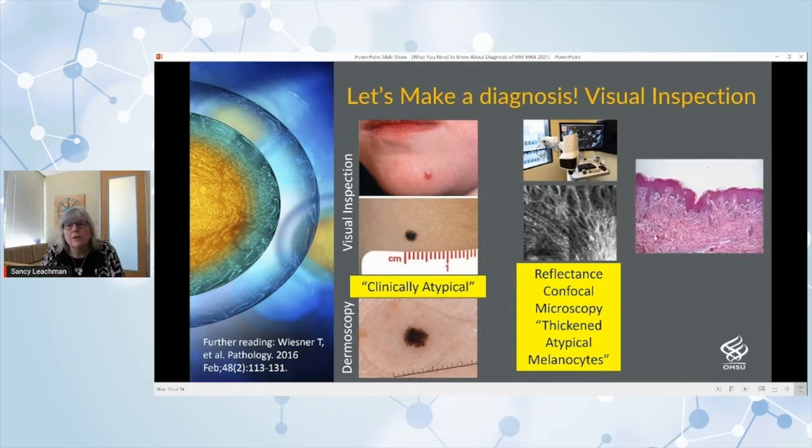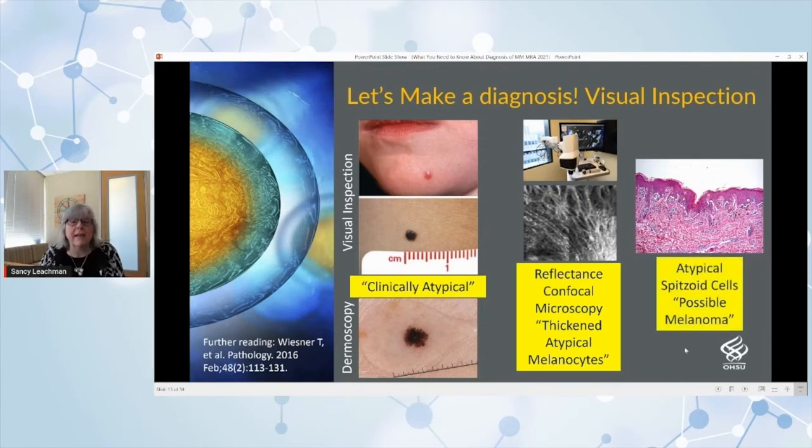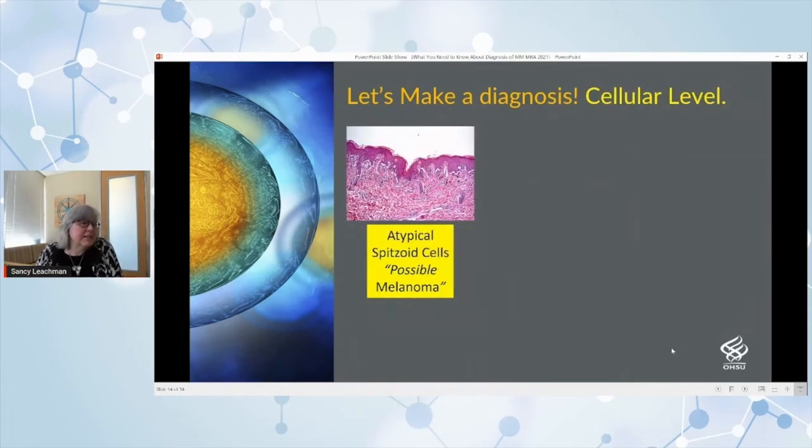This would be a case where the confocalist, that provider, would go ahead and biopsy, and would do a biopsy like what you've seen before. Remember, this is the epidermis, this is the dermis, and what you start to see are those clusters of melanocytes. But now they're not a nice layer or one little collection. They're a bunch of different sized collections, and the cells in there don't look normal. This would be called an atypical spitzoid cell, or maybe they would just say, this is a possible melanoma. So let's continue the diagnosis.